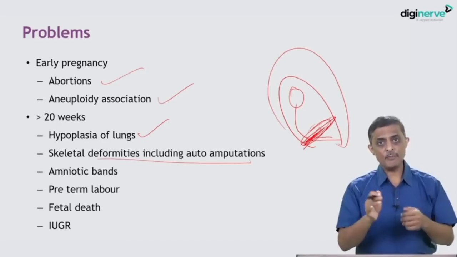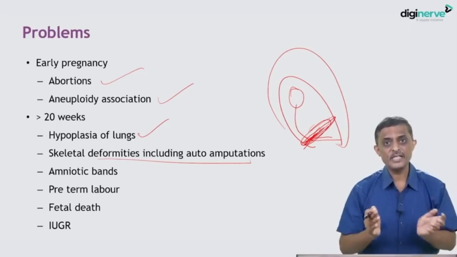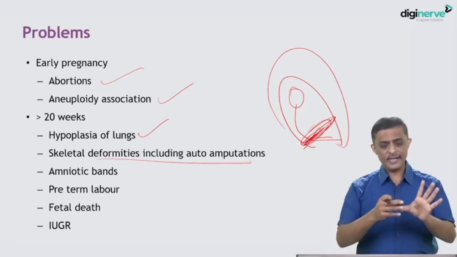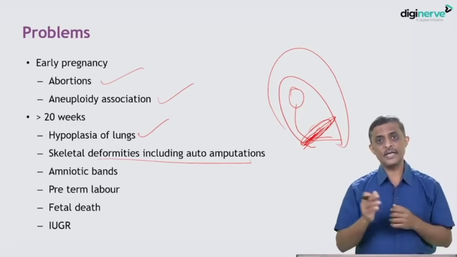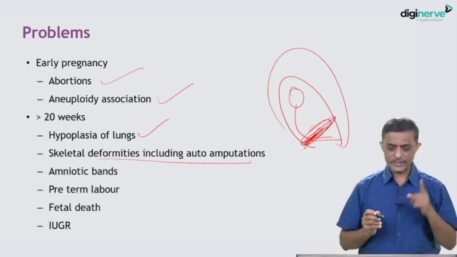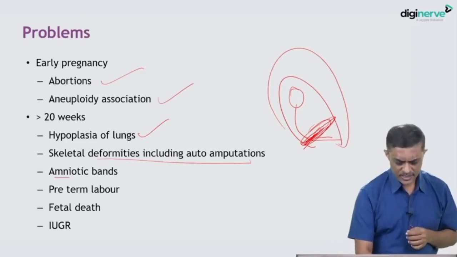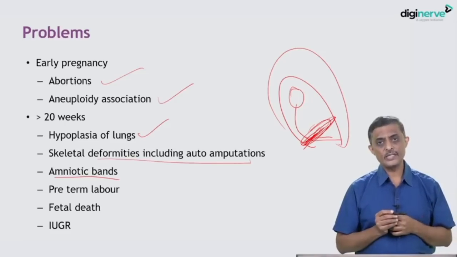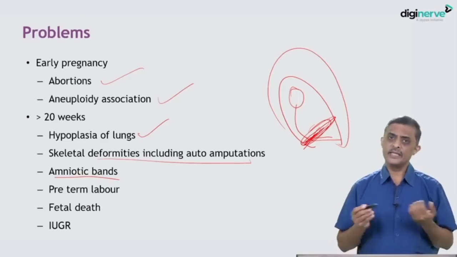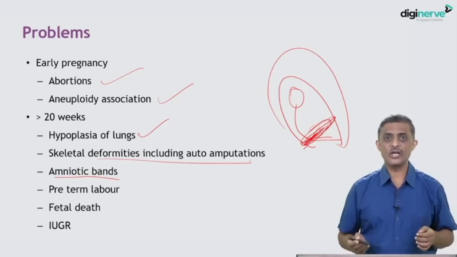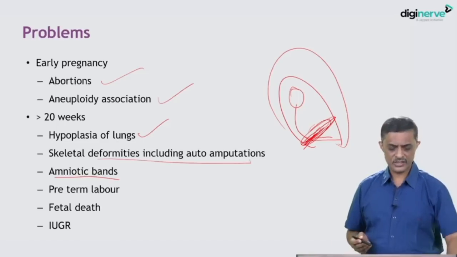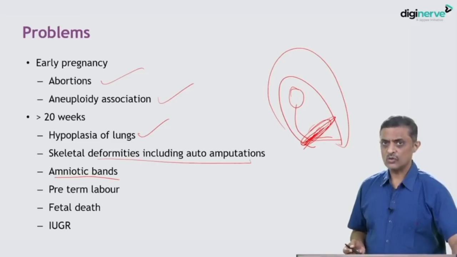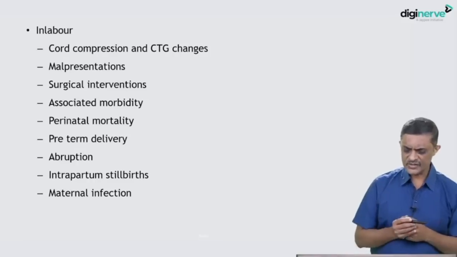They can have auto amputations. They can have deformities of the bone, talipes, etc. So any of such deformities, and fingers could be separated. So you can expect auto amputations because of the amniotic bands, and less amount of liquor can also predispose for preterm labor. It can kill the baby, especially if the etiology is uteroplacental insufficiency or any life-threatening anomaly, and it could be the cause also for fetal growth restriction.